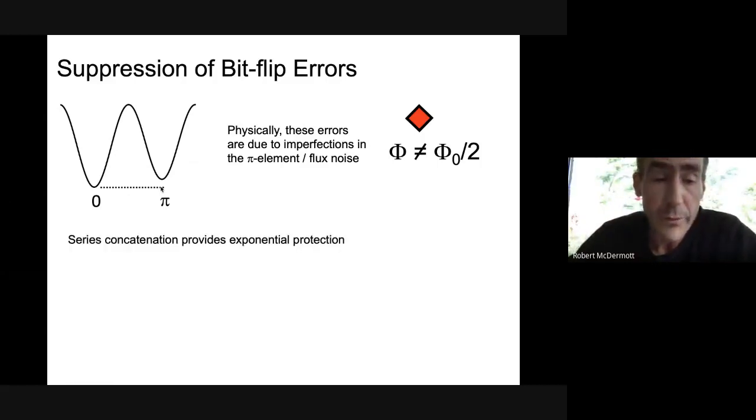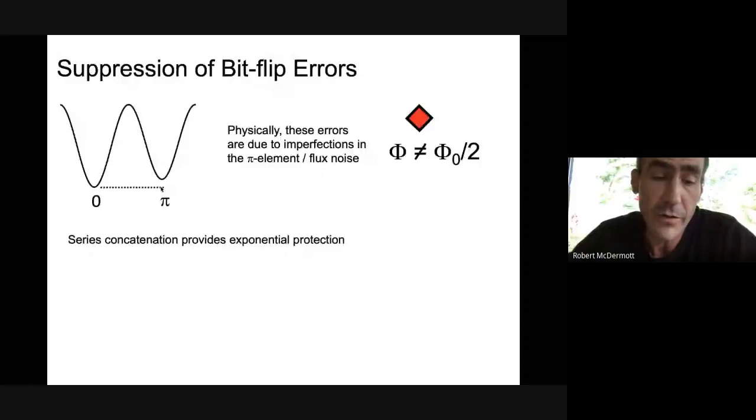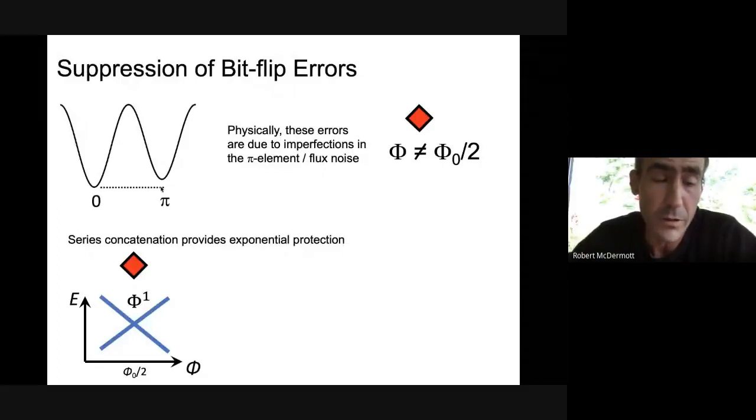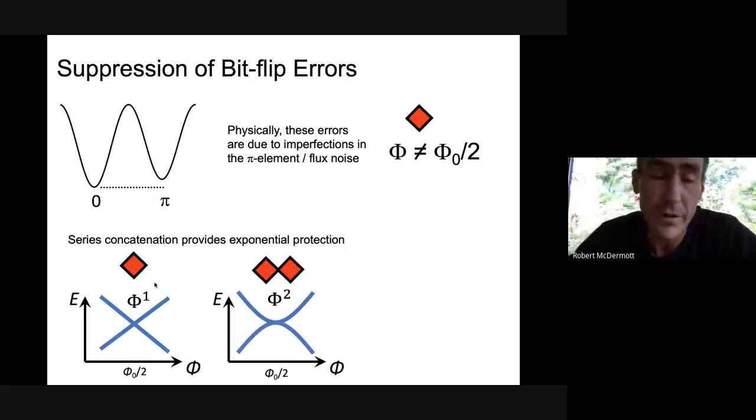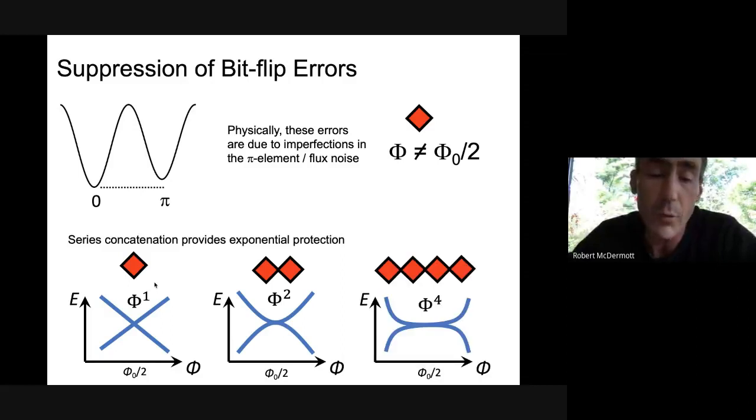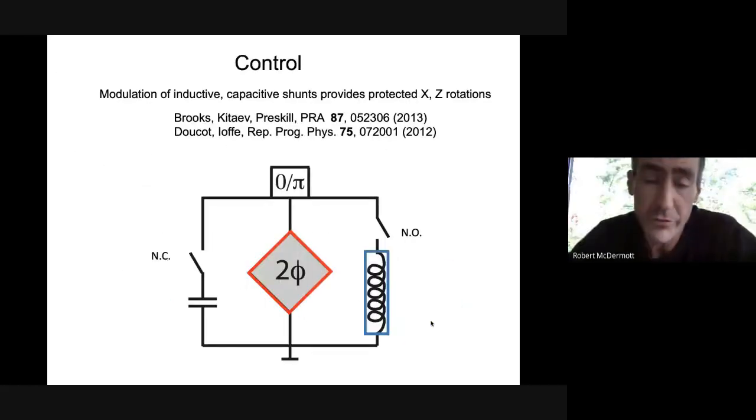Well, the series concatenation here is going to provide the exponential protection that we need. Okay, so in the case of a single plaquette, we have no protection at all. We get this hyperbolic set of energy bands, and in the case of a vanishingly small tunneling rate, we just have a linear flux dispersion that gives us no protection. But as soon as we start to concatenate elements, then we begin to exponentially suppress the sensitivity of the qubit to flux noise. And that is the exponential suppression of bit flip errors in this type of device. So in principle, we can have both suppression of bit flips and phase flips.